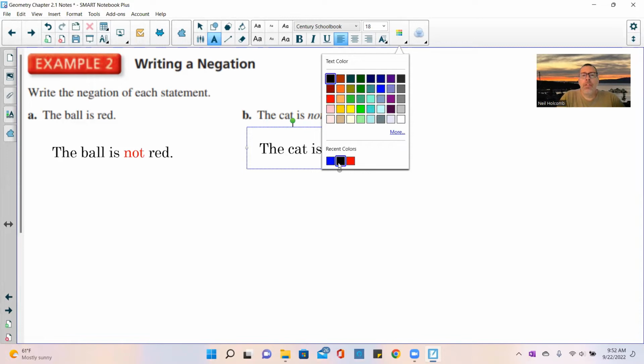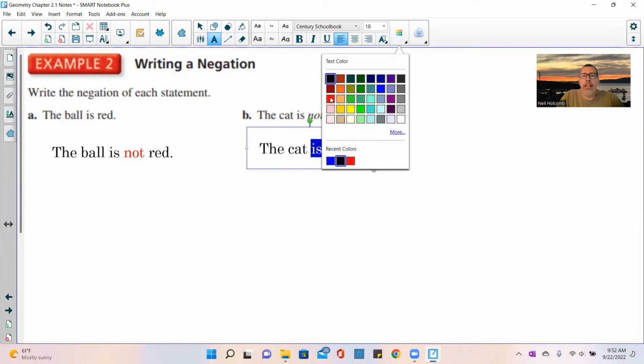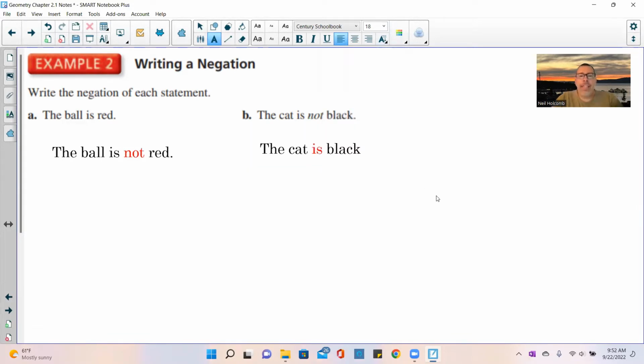Actually, let me just do this. And let me change this to red because I can't put "not" in there. So the cat is black. You just get rid of the "not."